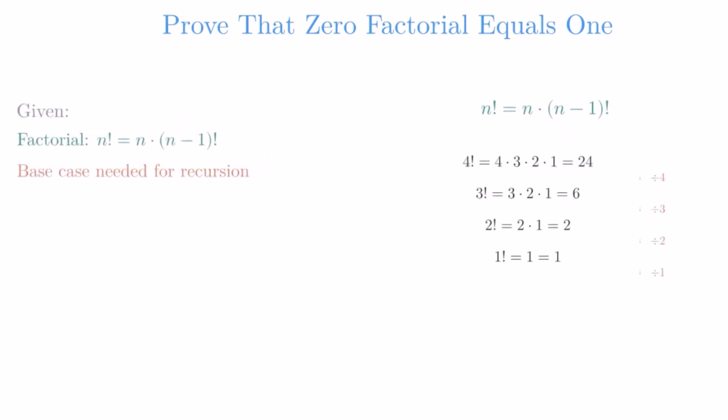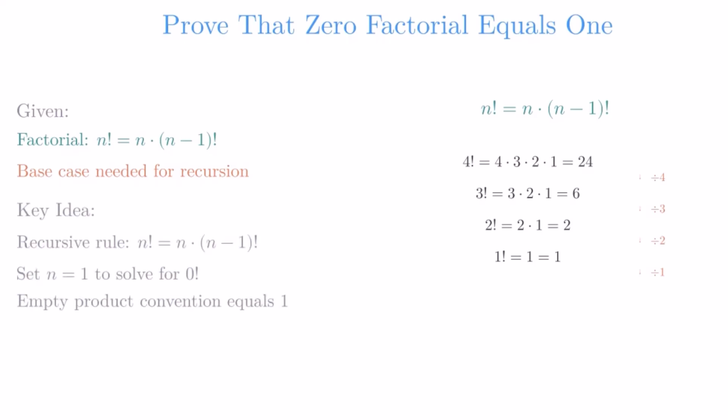0 factorial equals 1. That looks strange. Multiplying no numbers should give 0, right? Students often guess 0 factorial is 0 because there's nothing to multiply. But the recursive pattern of factorials forces a different answer. Goal: prove that 0 factorial equals 1 using the recursive definition.